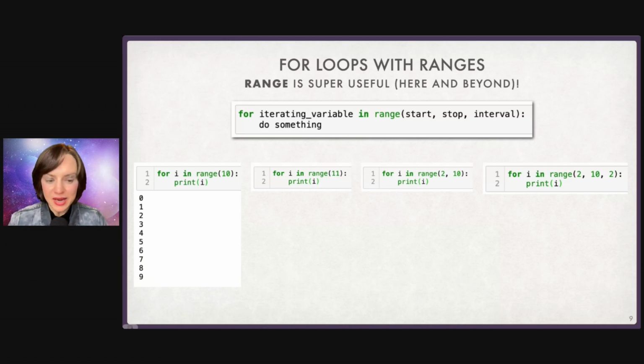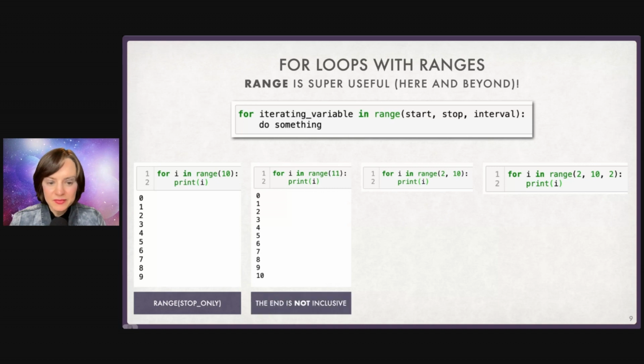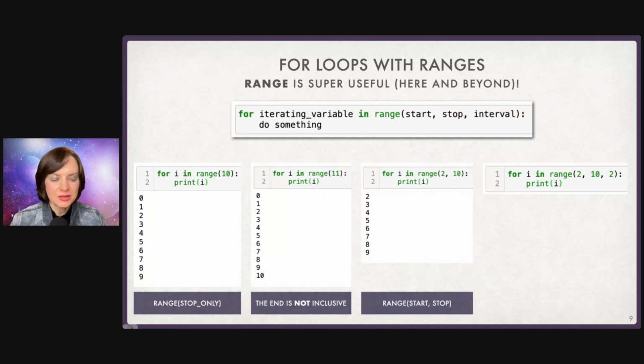If I do want to actually print up to 10, I'll need to write for i in range 11. So the end is not inclusive, but just putting one number does define the end. If I put two numbers in here, two arguments, for i in range 2, 10, we are going to get numbers 2 through 9, because when we have one number, we indicate just the stop, but when we have two, we are indicating the start and the stop.